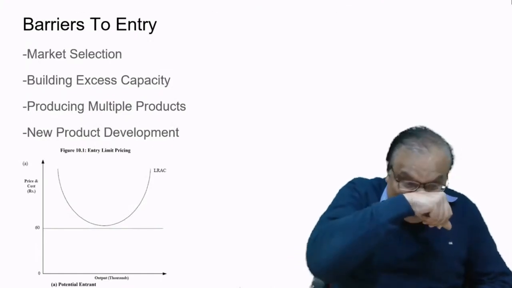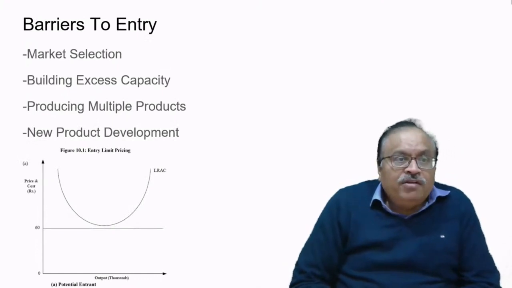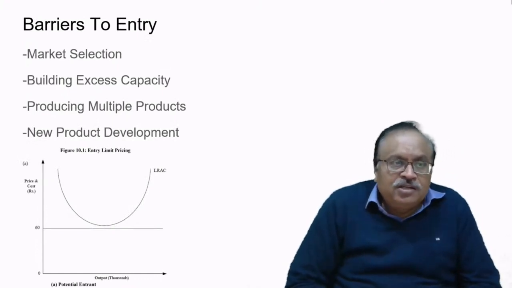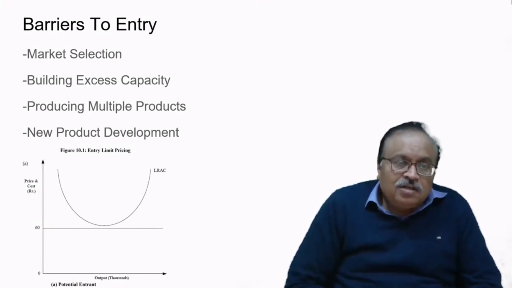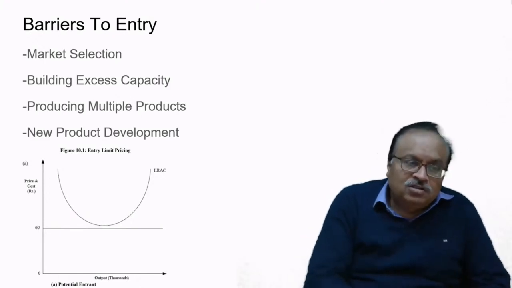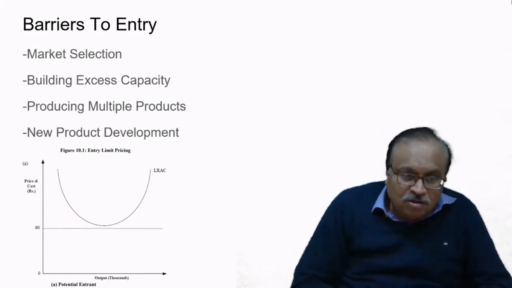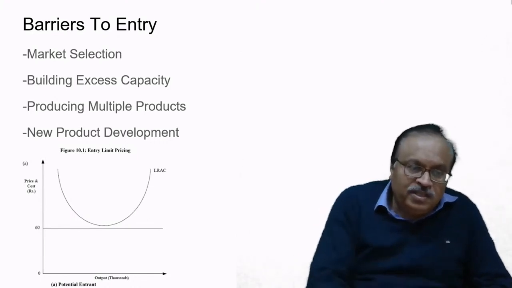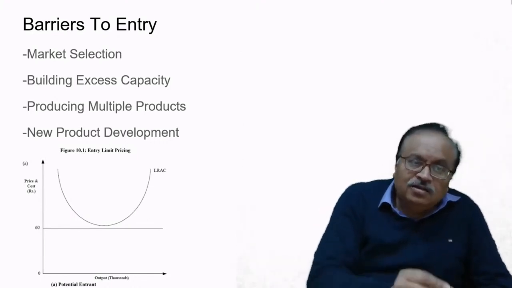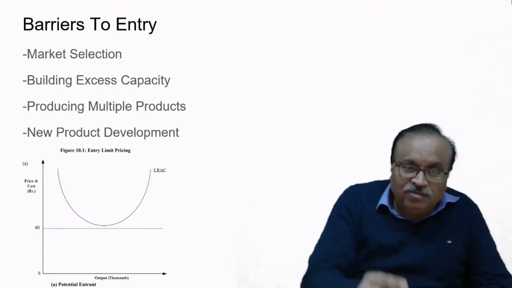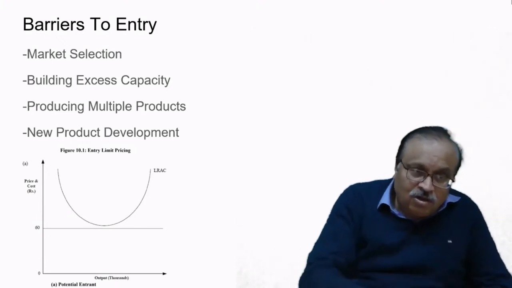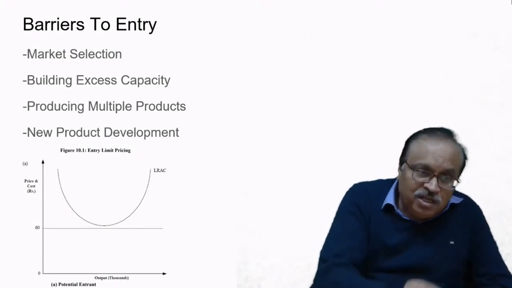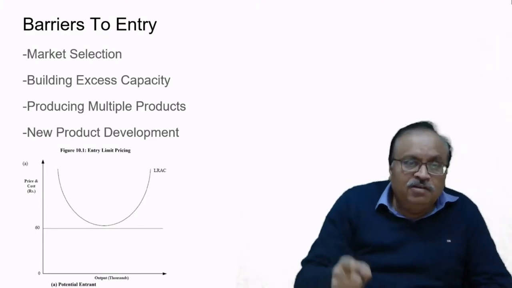So let's look at this. We have already discussed the barriers to entry: market selection, building excess capacity, multiple products, and new product development. If you look at the graph, it starts at a fixed cost, say 60. The 60 is a fixed cost. So the long run average cost curve states that there is a fixed cost and a variable cost. Initially it will go down, but later on again it will rise.